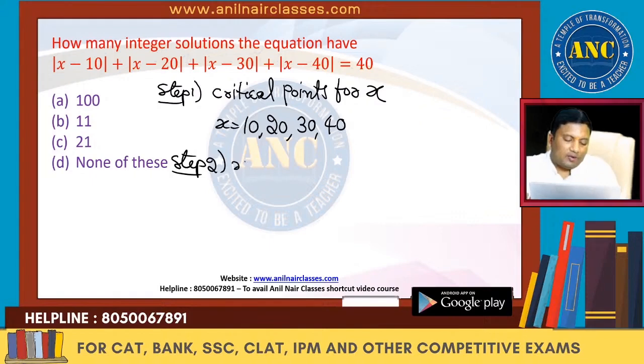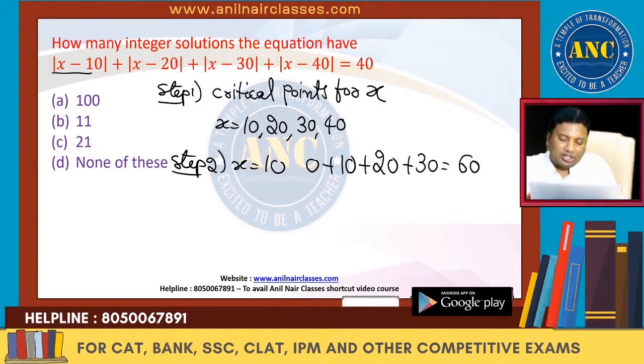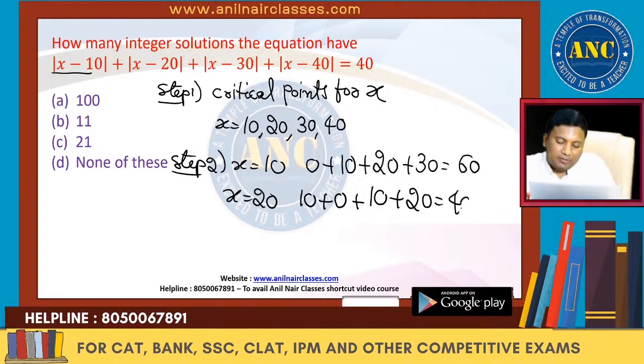Suppose at x = 10, what will be the value? 10 minus 10 is 0. 10 minus 20, mod of minus 10, is 10. 10 minus 30 is 20. 10 minus 40 is 30. It is nothing but 60. If x = 20, 20 minus 10 is 10, 20 minus 20 is 0, 20 minus 30 is mod of minus 10, which is 10, and 20 minus 40 is 20. This is nothing but 40.